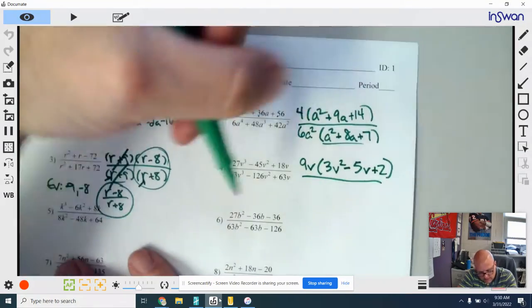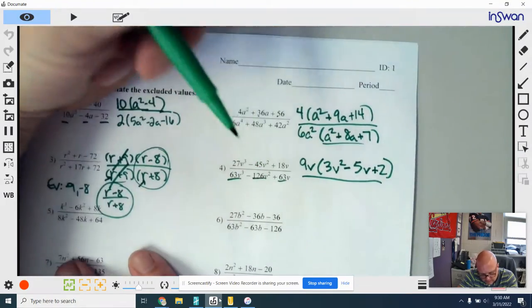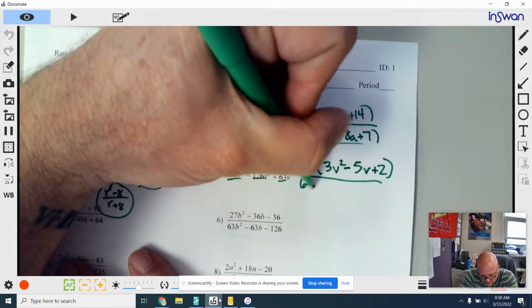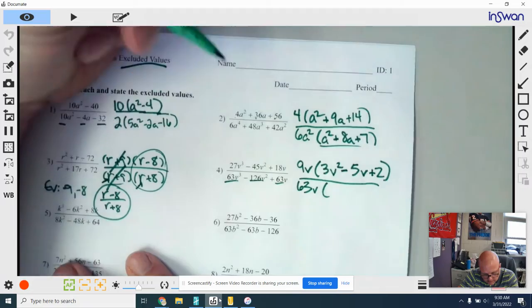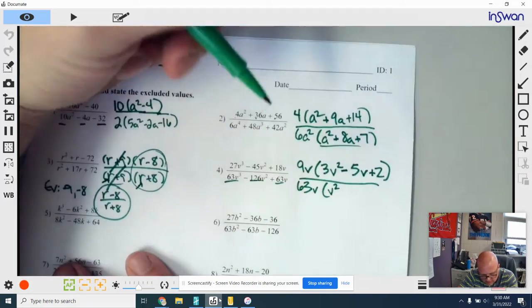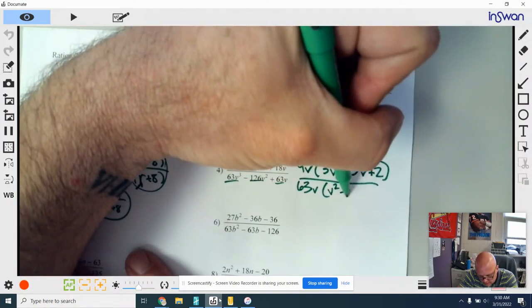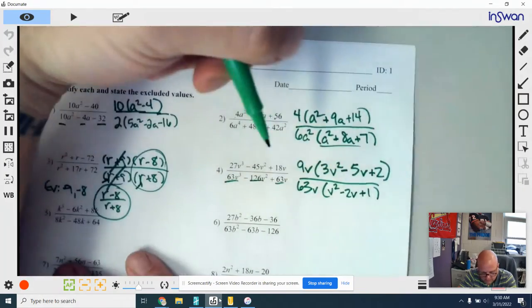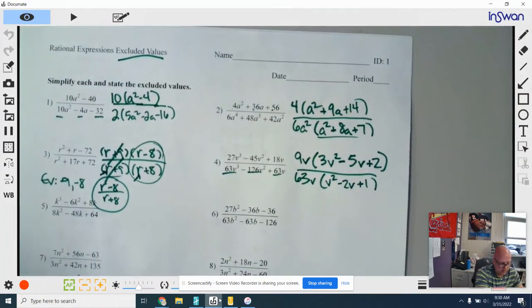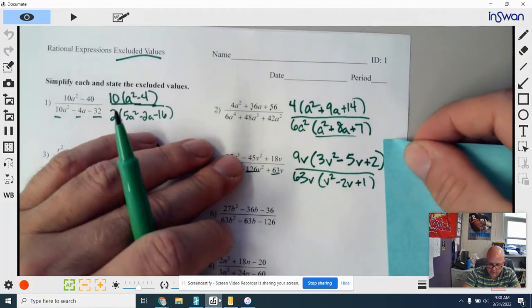On the bottom, 63, 126, 63. So 63 is going to be your GCF there. And again, they all share at least one v. So put it back. You got v squared minus 2v plus 1. So I see both those parentheses will factor further.